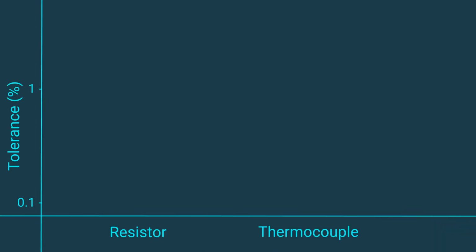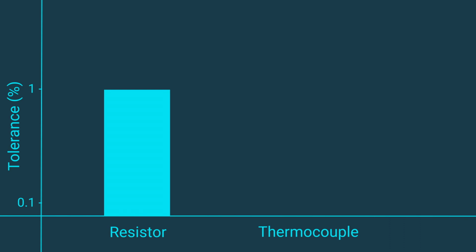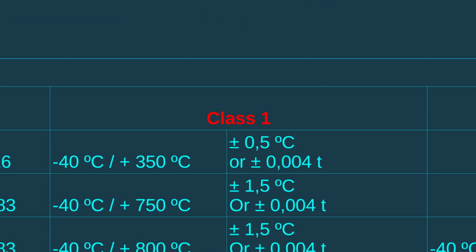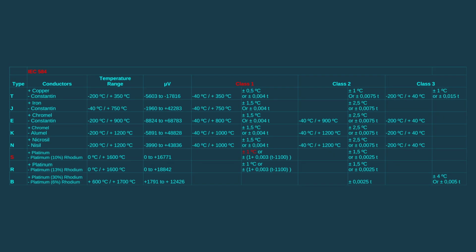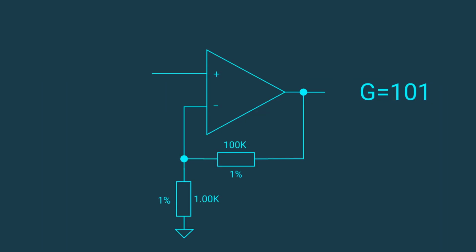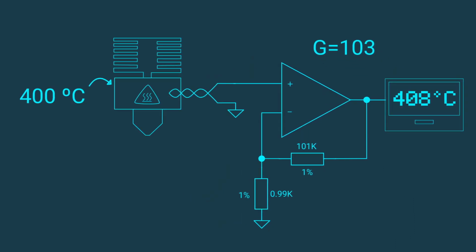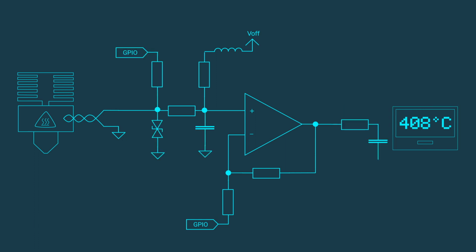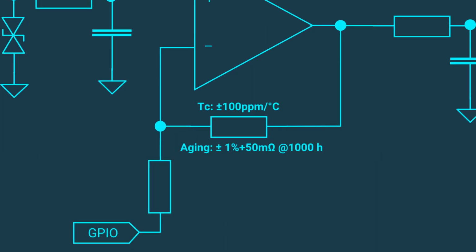These resistors have a tolerance of 1%, which is fine, but good thermocouples can have a 1 degree accuracy across the temperature range. Let's say you have a 1 degree tolerance thermocouple, a Type S Class 1 according to IEC 584. In the worst case scenario, both resistors used in the amplifier are in spec but at their extremes. So the amplification becomes 103 instead of 101. Then at 400 degrees, you'd measure 408 degrees Celsius. Plus, you need a voltage offset to allow for negative temperatures. The programmability is done by a GPIO pin, which is not ideal, and there are other components that add to the uncertainty. And this is not accounting for temperature drift and aging.